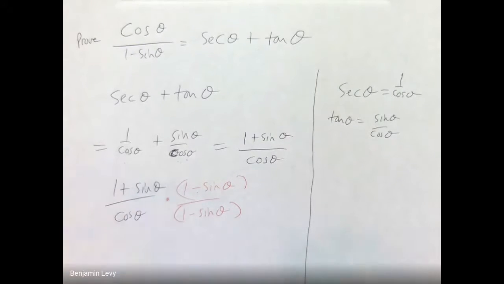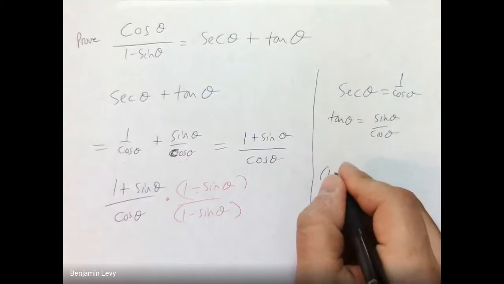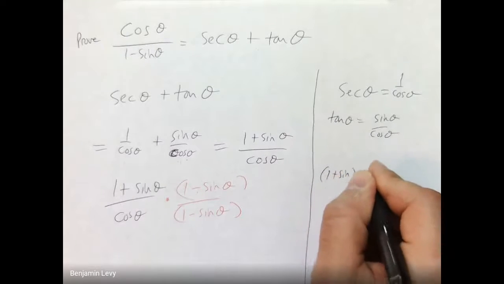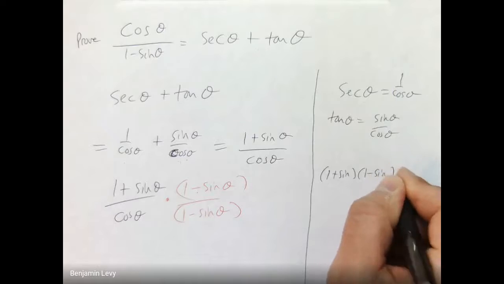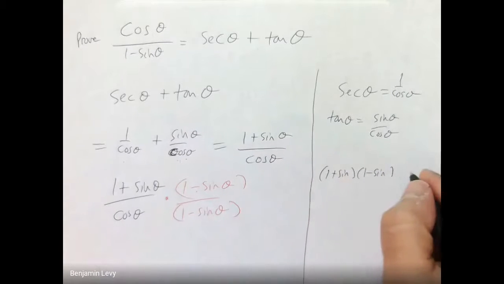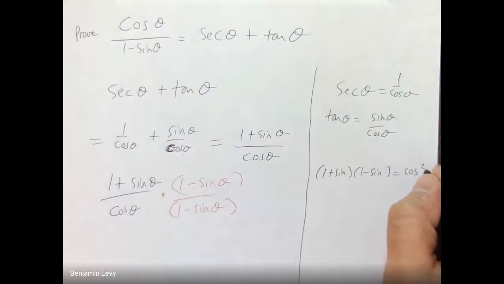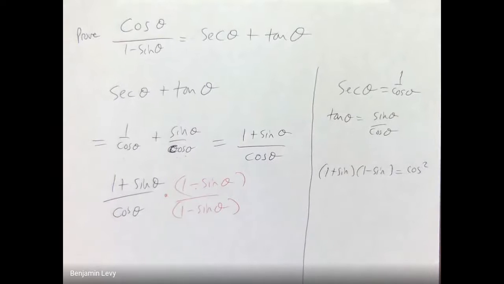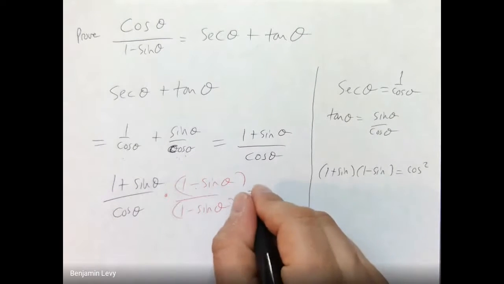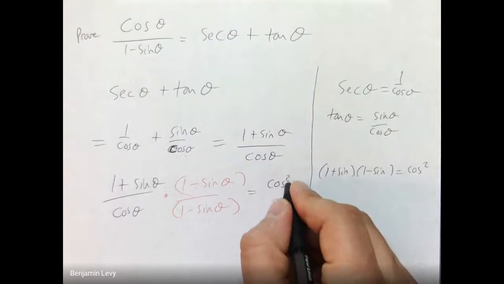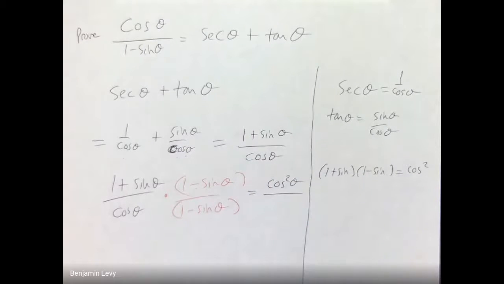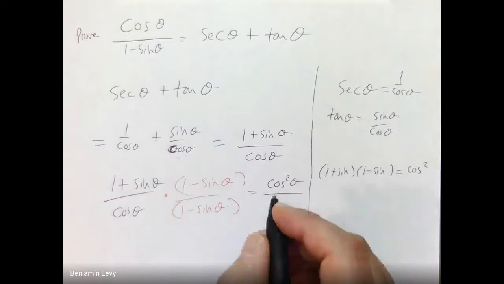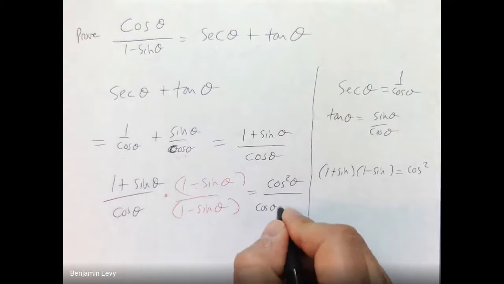And then what we saw on the last page is that when we do 1 plus sine times 1 minus sine, if you look on the top of page 68, that equals cosine squared. And so I know when I multiply this numerator together, I'm going to get cosine squared on the top from this property. And then I'm just going to leave the bottom alone.